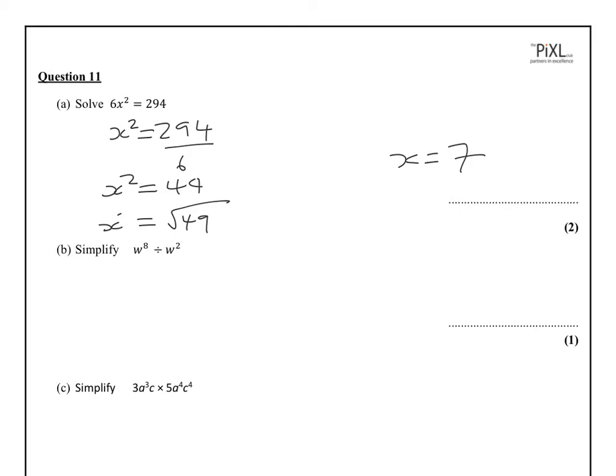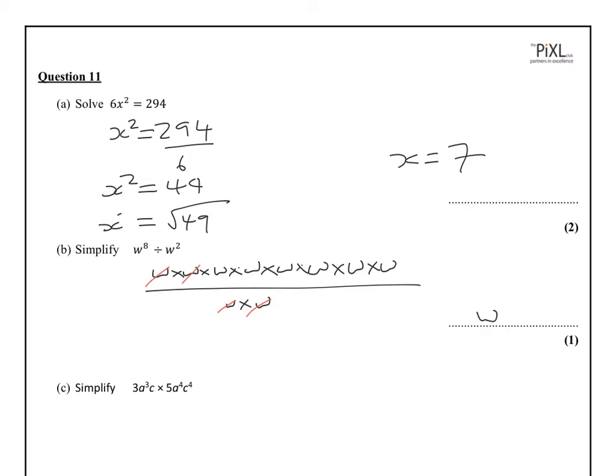Here, next one, we've got w to the power of 8 divided by w to the power of 2. So w to the power of 8, that's w times itself 8 times, and w to the power of 2 is w times w. And I've written them as a fraction so that we can cancel them off. And so we can see that when we cancel out 2 of them, we're left with w to the power of 6 as our final answer.